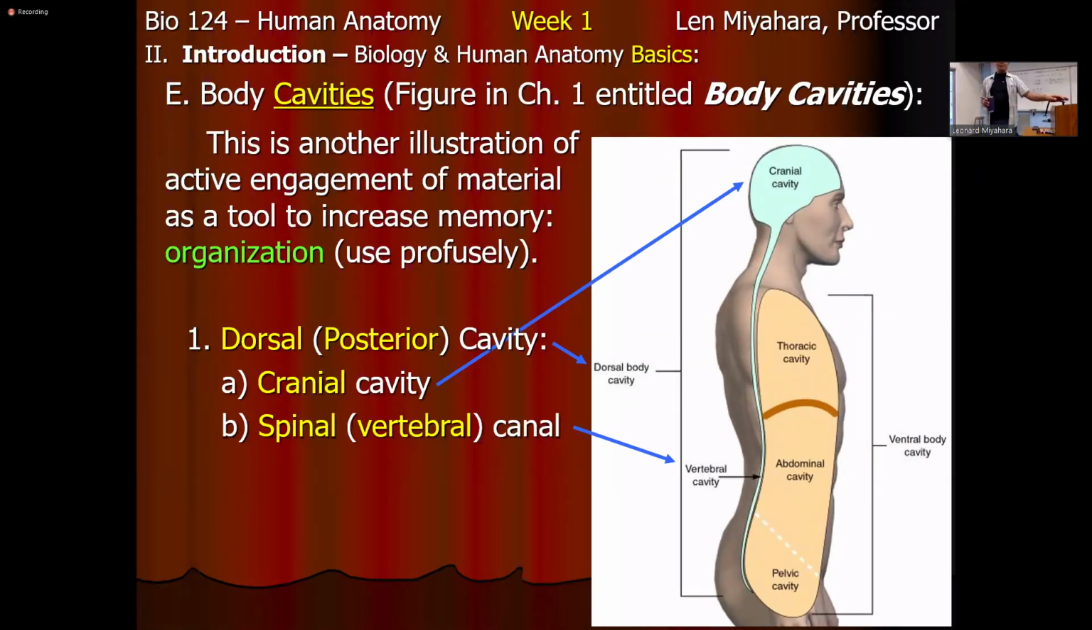That might be part of the 2% that's not highlighted, underlined, or bolded. And then you have the vertebral canal that holds the spinal cord. So next to A, write brain. Next to B, write spinal cord. But both of those belong in the posterior cavity. If you do not organize it like an outline, you can't answer that question.